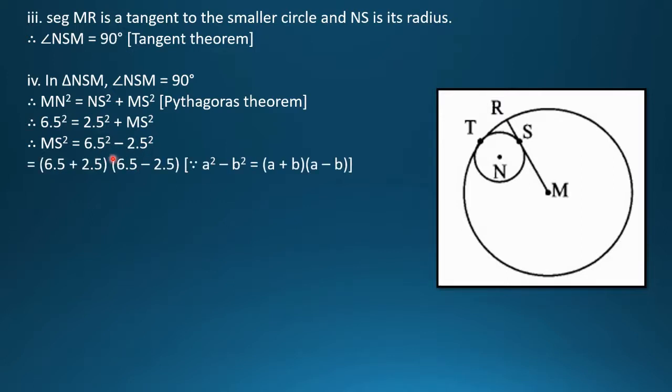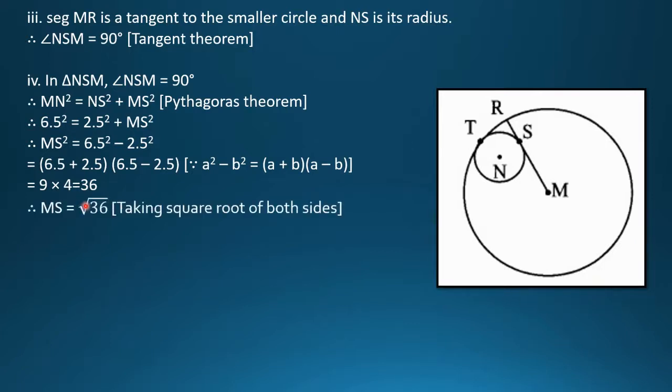We'll use the formula a square minus b square, which is a minus b into a plus b, to simplify it. So this will be 6.5 plus 2.5 into 6.5 minus 2.5. So 6.5 plus 2.5 is 9 and 6.5 minus 2.5 is 4. And 9 into 4 is 36. We still have to take the square root. So the square root of 36 will be 6. So the length of MS is 6 centimeters.